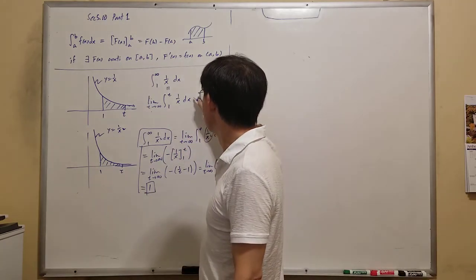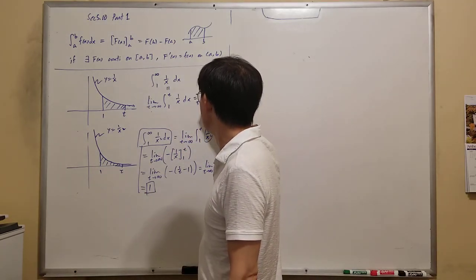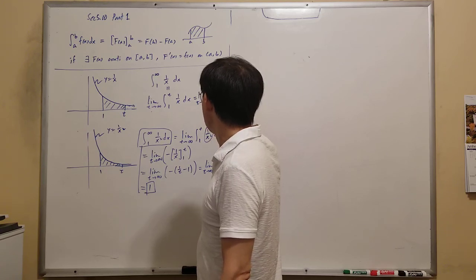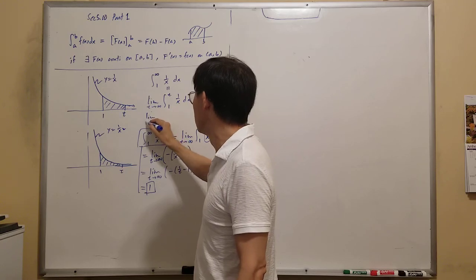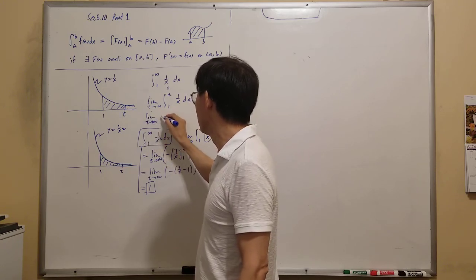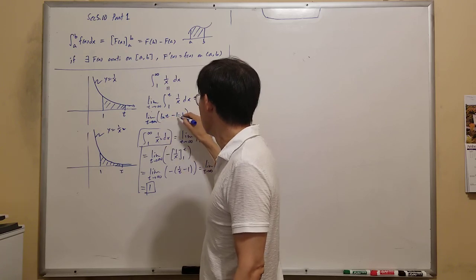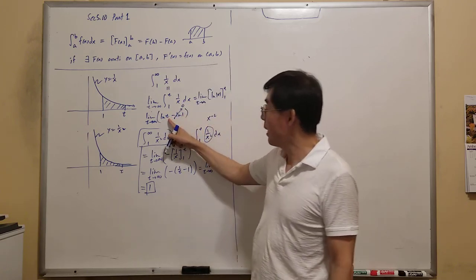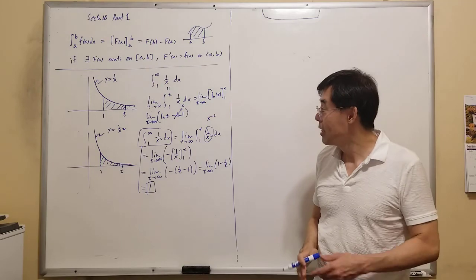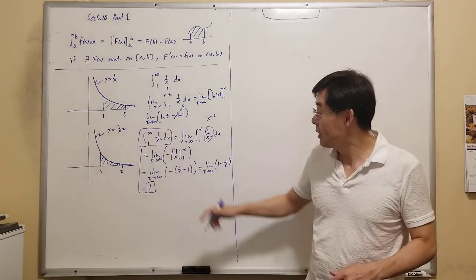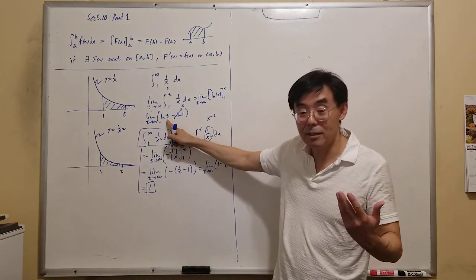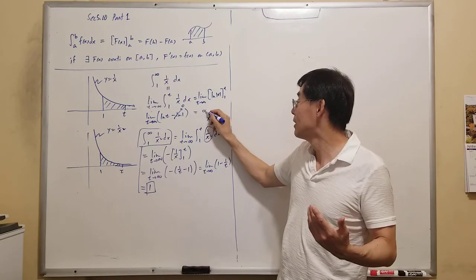What about this? This is ln of x from 1 to t. As t goes to infinity, ln of t minus ln of 1. ln of 1 is 0, so we get ln of t, growing slowly, but still going to infinity.